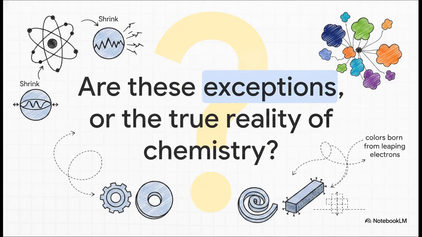So, from atomic sizes that shrink and expand unpredictably to gorgeous colors born from leaping electrons, the D-block is just full of surprises. I want to leave you with this final thought to ponder today. If the most important industrially useful metals in our world continuously break the standard rules of the periodic table, are they really just exceptions? Or are they actually showing us the true, beautifully complex reality of chemistry?